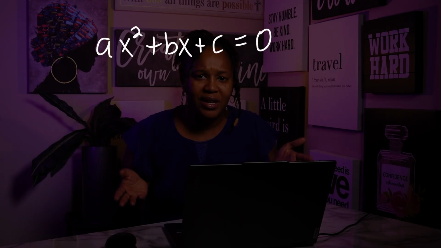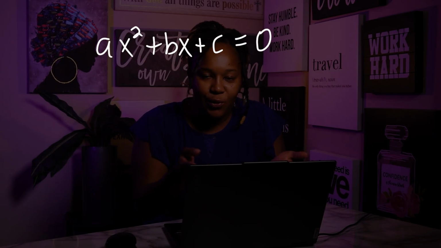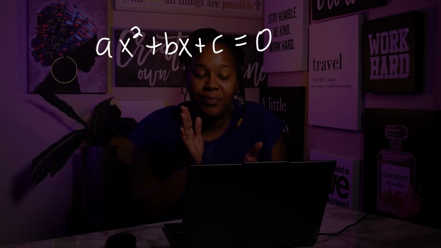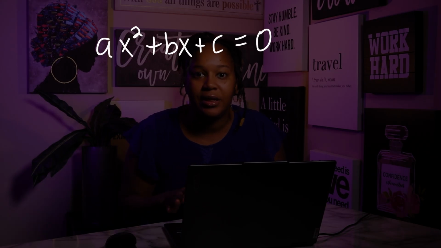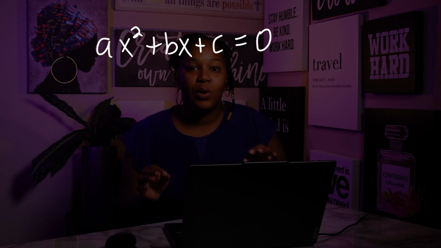The quadratic formula is derived from solving this quadratic equation in general form, ax squared plus bx plus c, using completing the square. All right, you can do completing the square if you know anything about that, and you can derive the quadratic formula. So what is the quadratic formula?